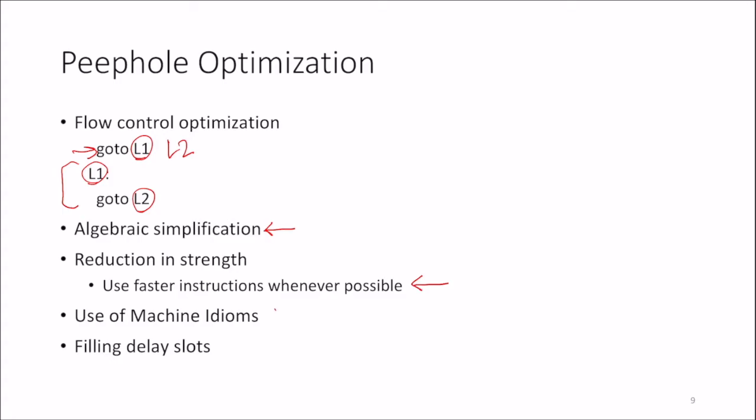There are various machine idioms one can use. For example, in x86, there are various ways to parallelize code using AVX instructions like vector operations, etc. So using those are what we would call machine idioms, where the chipset has support for some kind of specialized processing, either vector processing or matrix multiplication, whatever. And finally, filling delay slots, which we already talked about.